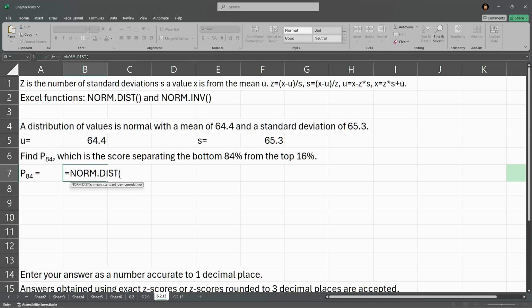Both functions have the mean and standard deviation, and this one has cumulative. So we don't know the value. We're trying to figure it out. Let's go with the norm inv.